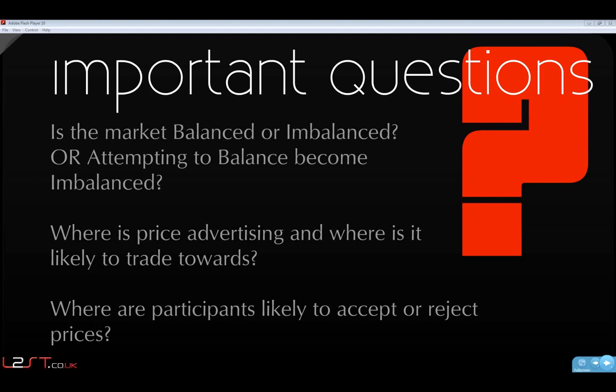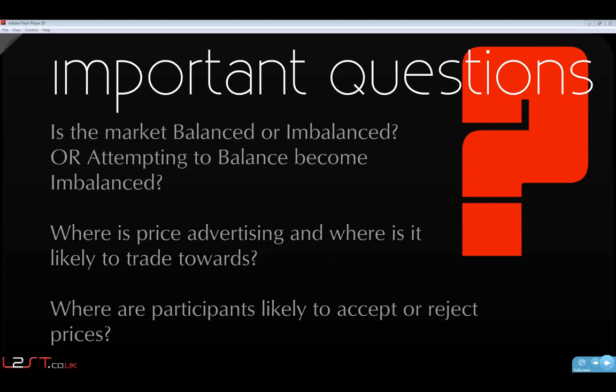Right. Well, firstly, some of the important questions we've got to ask ourselves as traders. Like I said, I'm just going to go through some of the theory first, and then we'll go through the technical stuff, and then I'll go through more of how to apply this theory that you begin to understand.